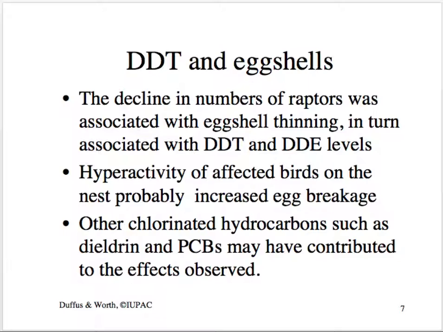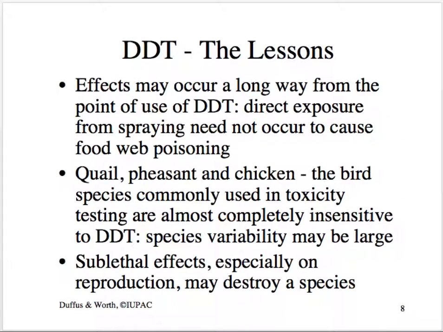Declining numbers of raptors was associated with eggshell thinning, in turn associated with DDT and DDE levels. Hyperactivity of affected birds on the nest probably increased egg breakage, and other chlorinated hydrocarbons such as dieldrin and PCBs may have contributed to the effects observed as well. So sometimes a combination can have a much greater negative impact. Effects may also occur a long way from the point of use. Direct exposure does not need to occur to cause food web poisoning. And that's what's really dangerous.